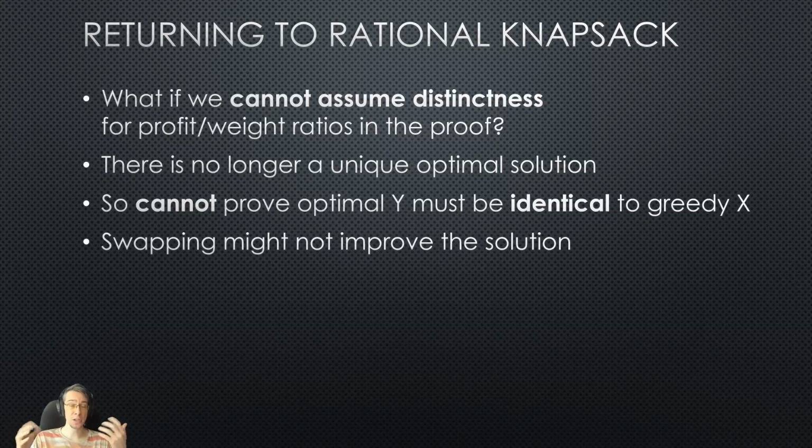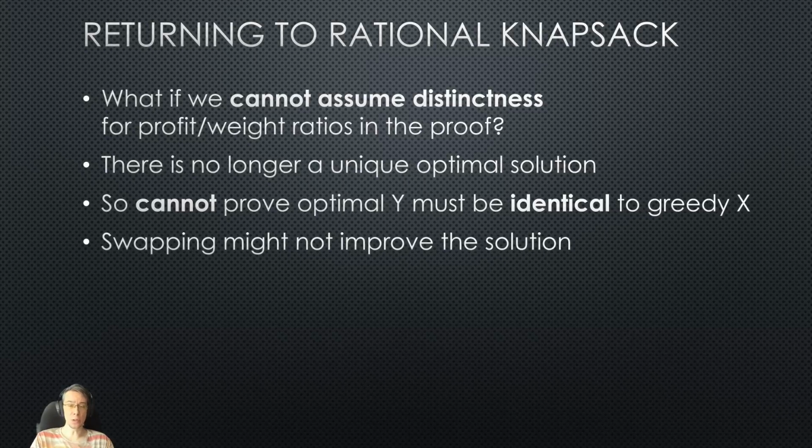Now this means you couldn't have, for example, an item that had profit 10 and weight 5, and another item that had profit 2 and weight 1, because those would have the same profit per unit weight ratios. So that assumption of distinctness isn't particularly reasonable. It ends up ruling out all sorts of inputs that we might want to account for. So what if we can't assume distinctness for profit weight ratios in the proof? How does the proof change?